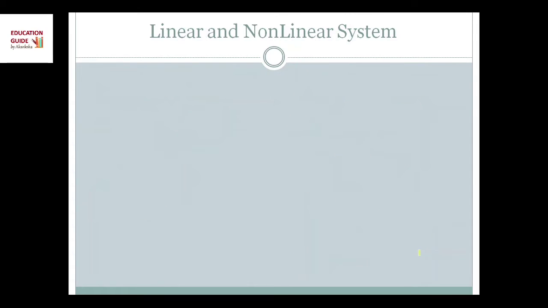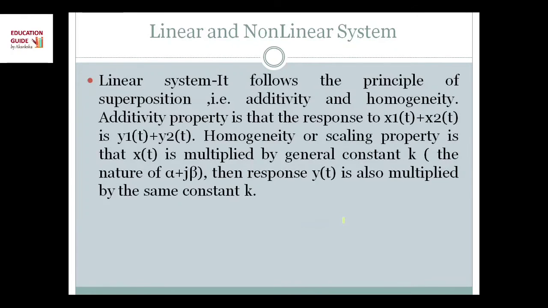Linear and non-linear system. A linear system follows the principle of superposition, that is additivity and homogeneity. Additivity property says that the response to x1(t) + x2(t) is y1(t) + y2(t). Homogeneity or scaling property says that if x(t) is multiplied by a general constant k, of the nature alpha + j beta, then the response y(t) is also multiplied by the same constant k.